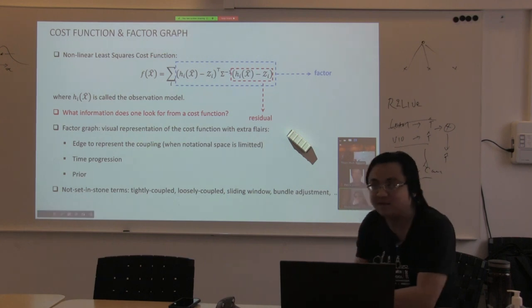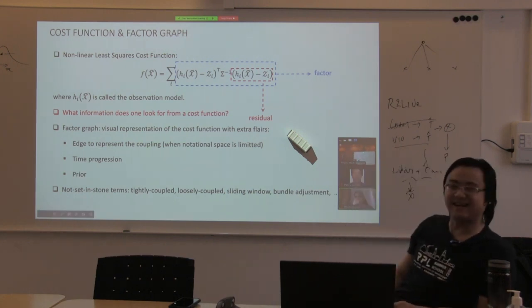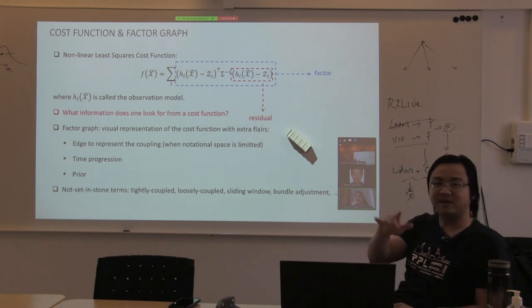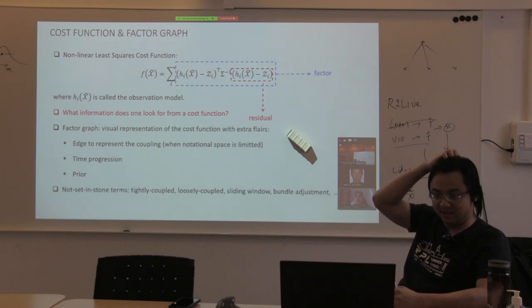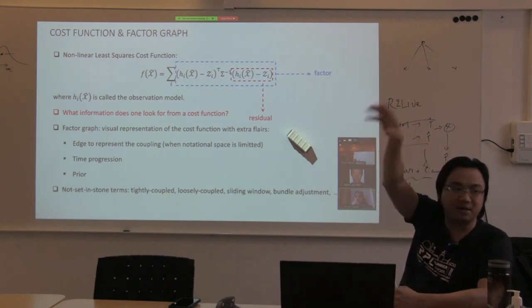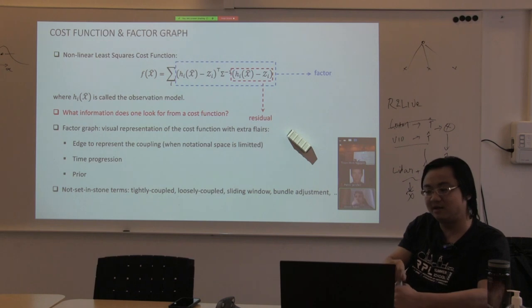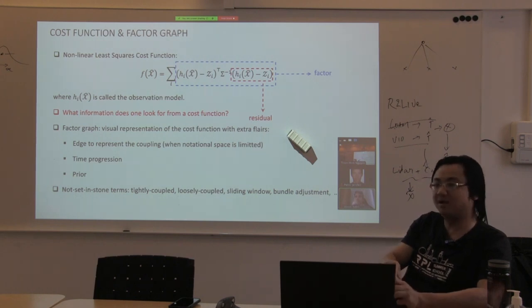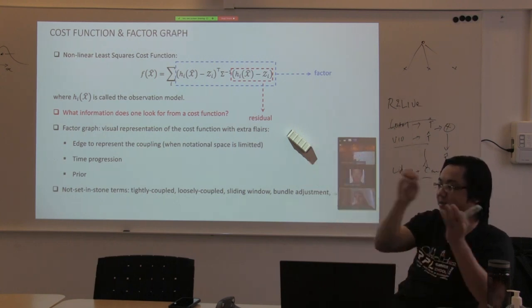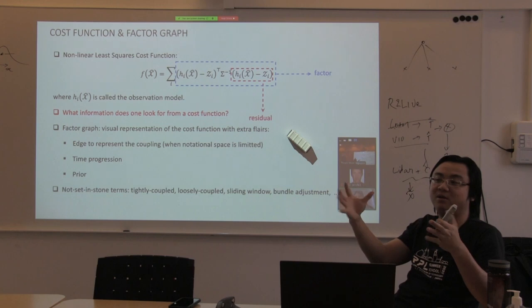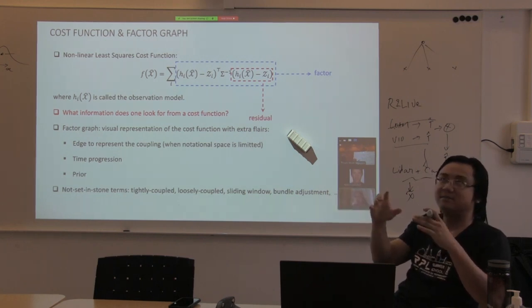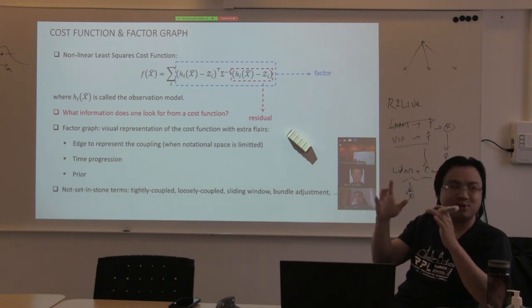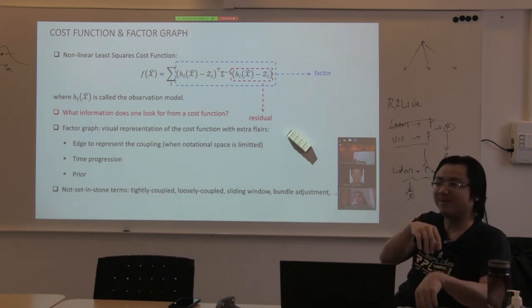So the sliding window, I think it's clearer. The sliding window can be like the last, for example, 10 states in your trajectory. It can also mean all of the measurement information in that period. So it's not that ambiguous. Bundle adjustment can also be a little bit ambiguous because sometimes people mean to optimize the whole trajectory from the beginning. But sometimes you also have a local map that you want to optimize. It just means that you optimize more states than you normally optimize in the sliding window.